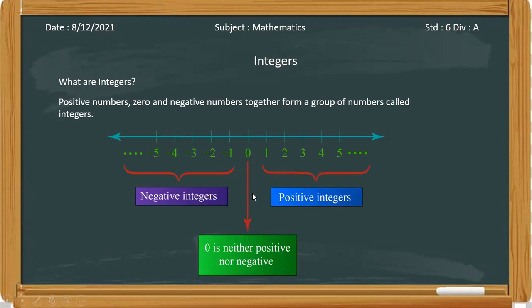We all know that. So on one side, there are positive integers which are 1, 2, and so on. There are infinite positive integers. And on the other side, there are negative integers which are also infinite. So this is the visual representation of integers on a number line. Okay, have you understood this? Have you recalled what you studied in the previous lecture?